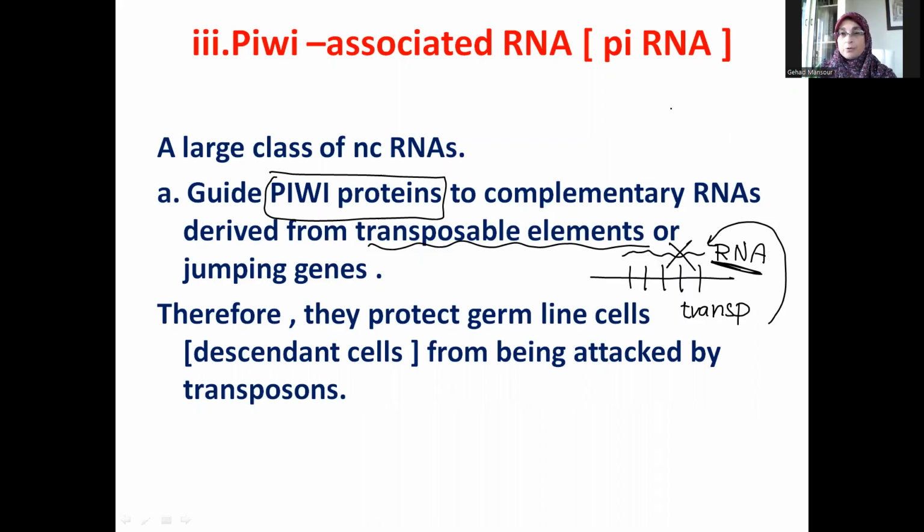Okay, I'll be sending a video to show the non-coding RNA types and functions, and by this we would have ended the third part of the molecular basis of inheritance, and therefore the whole unit of the molecular basis of inheritance.